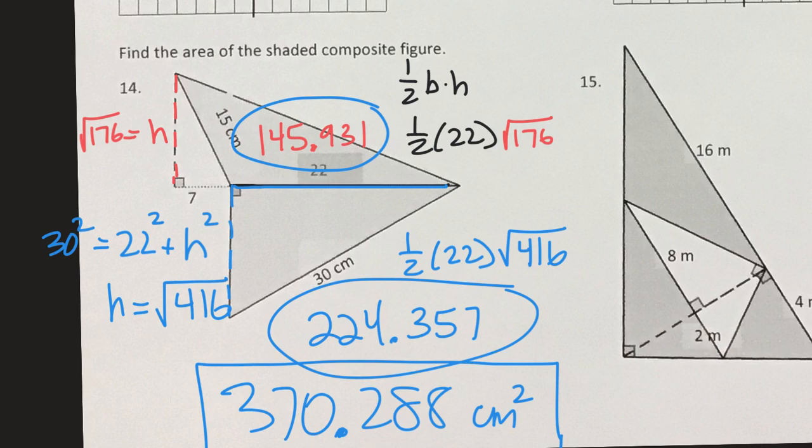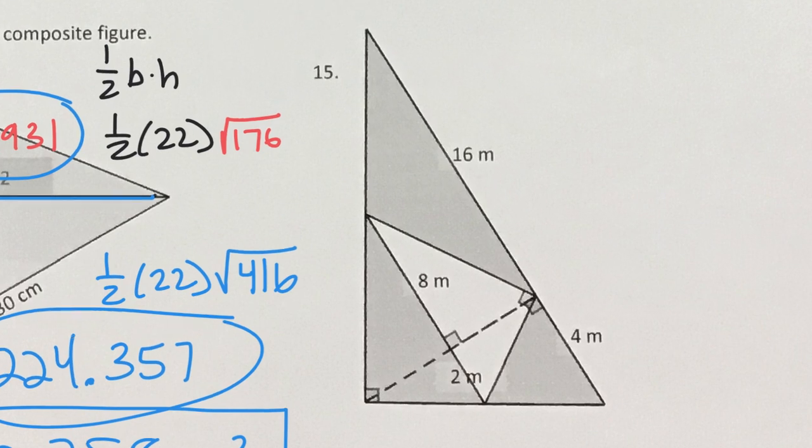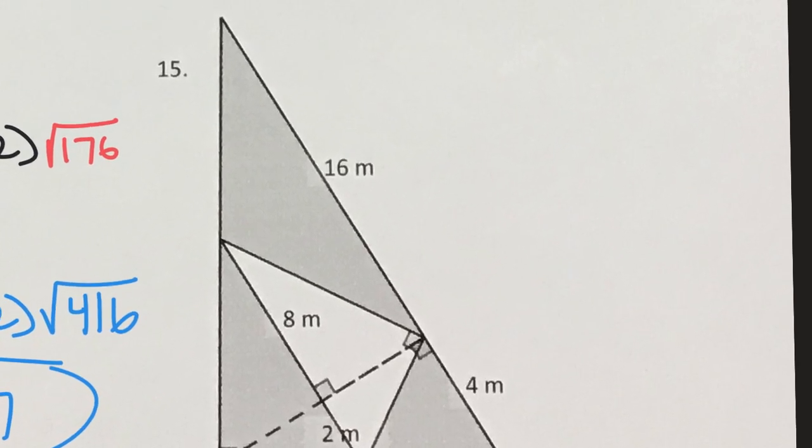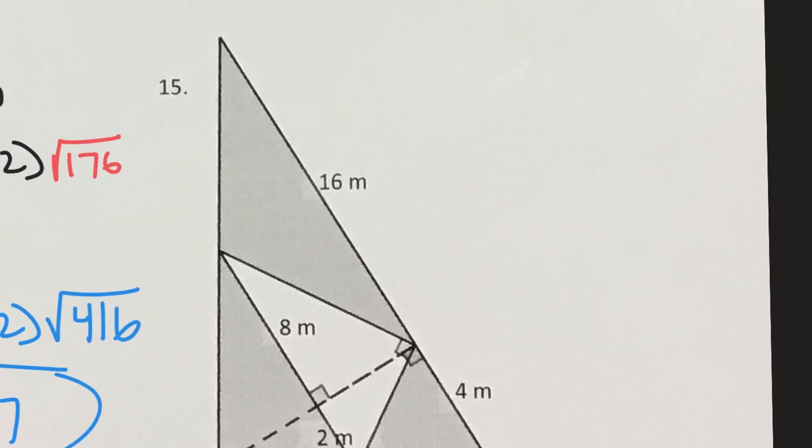On to number 15. Okay, number 15 is really hard. Okay, I'm not going to lie to you because, well, it just is. So we need to calculate two things. We need to find the base length here for your large triangle and the height for your large triangle, and then subtract the stuff from your smaller triangle, right?